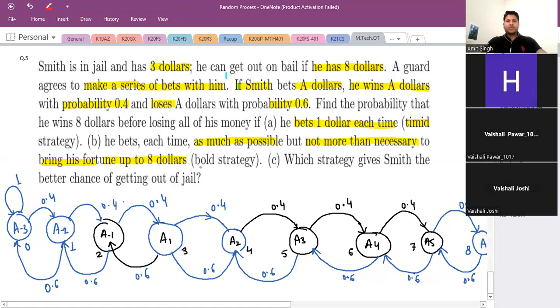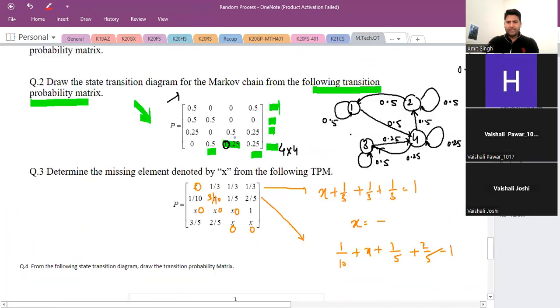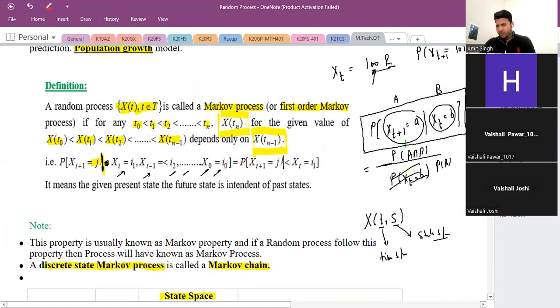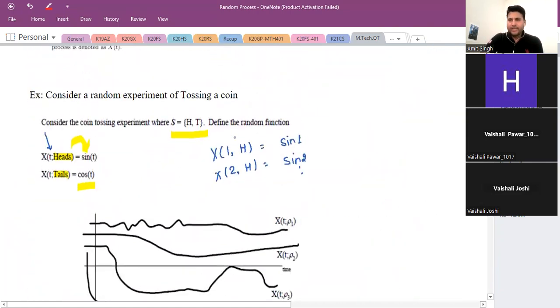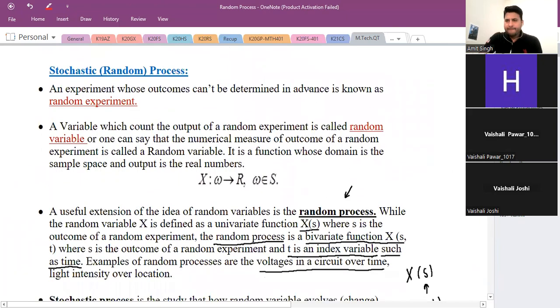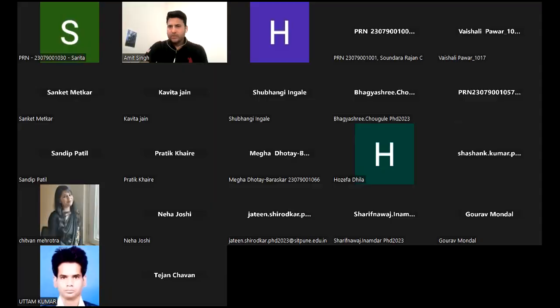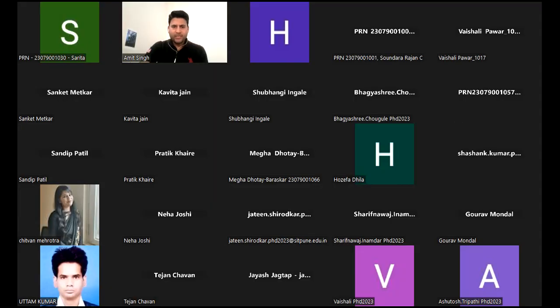Okay. So this is all about the random process and stochastic process. Time is almost over, only 10 minutes left, so I will not start anything new. The rest we will discuss in tomorrow's class. Tomorrow we are also having a class. So if no concern is there, I'm going to stop sharing and close this meeting.